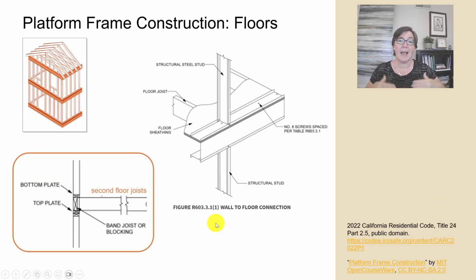Here's a look at the second floor, right? So in this enlarged detail here, you can see that the wall comes up. Here's that double top plate of the wall. Here's the second floor, all right? Second floor joists are coming here. They also tie into a band joist, and then the next wall goes on top of it.